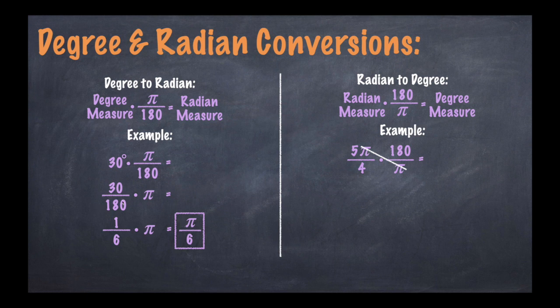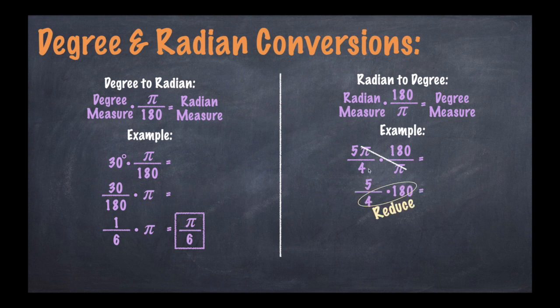So if you're ever getting confused between where the pi should belong, think about whether you're trying to incorporate it, which would be going into radian, or if you're trying to get rid of it, going into degrees, then we want them to cancel like this. So now I'm left with 5/4 times 180.